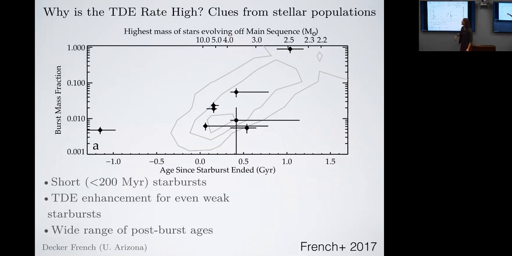And then here I'm showing the fraction of mass that was produced in the recent period of star formation divided by the total. So here we see that most of the TDE hosts have formed a few percent, maybe 10% of their current stellar mass in the recent burst. And this is not that much.